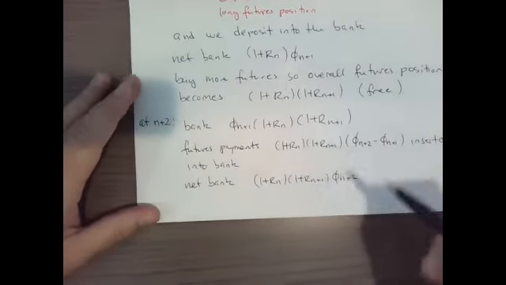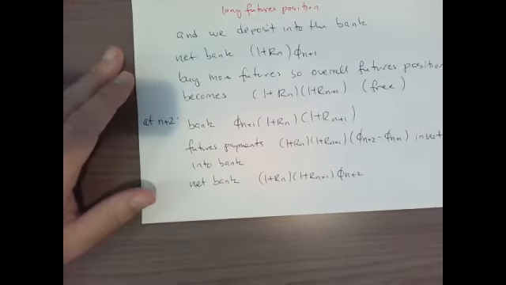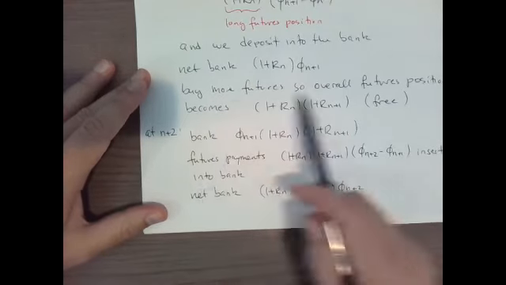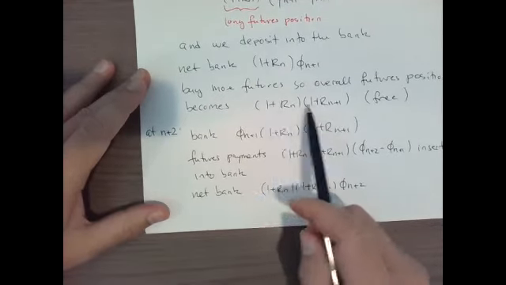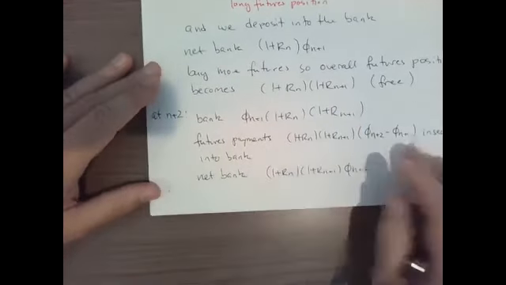So now we recognize the pattern, right? We just keep going like this. And then we want to enter more futures contracts. So it becomes this thing times 1 plus Rn plus 2 and so on. And you keep going.